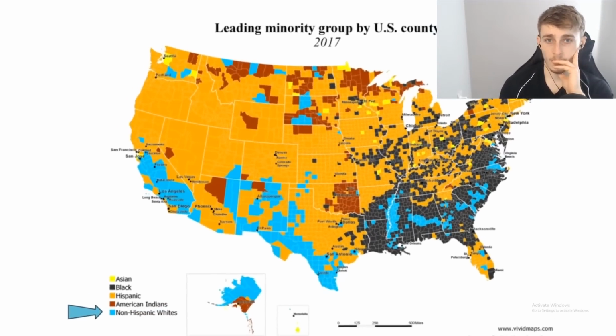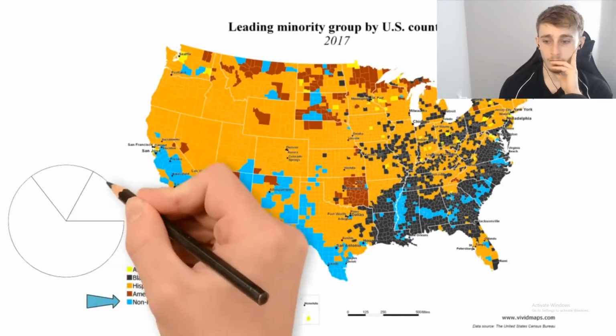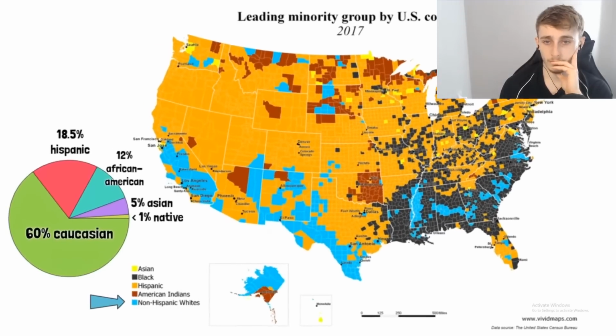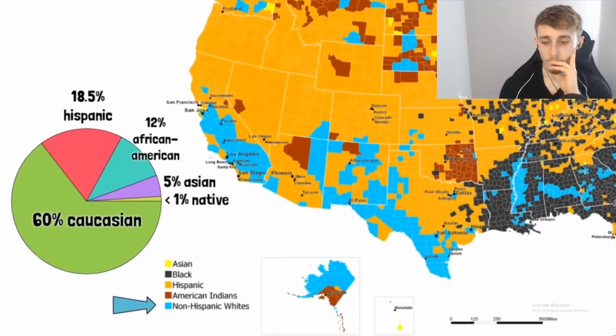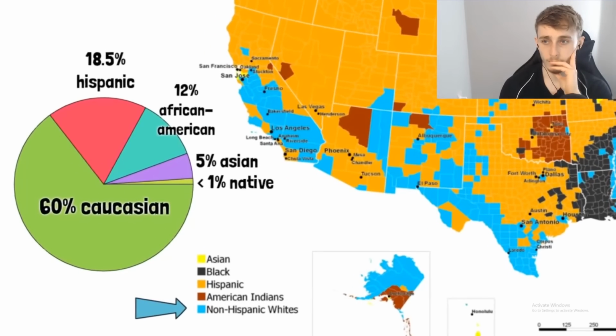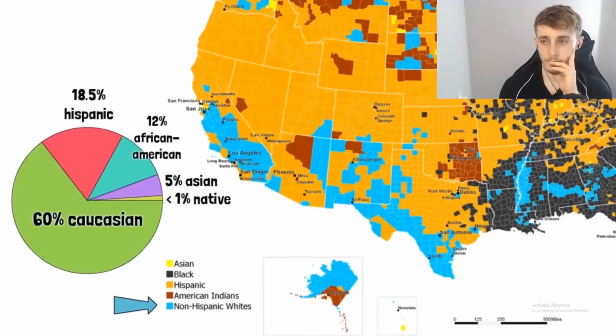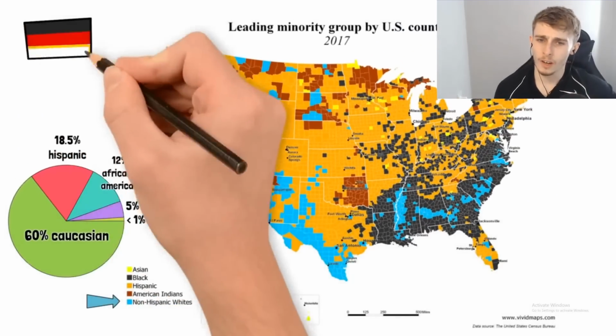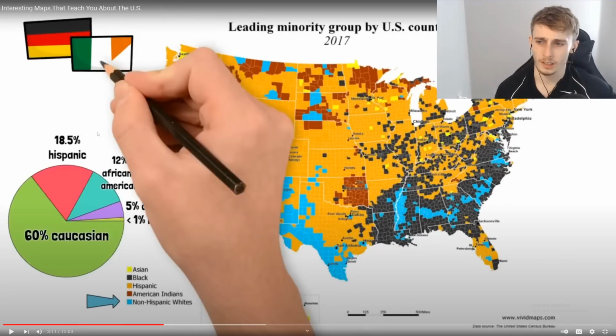For you to get an idea, according to the latest census, the US population countrywide is 60% Caucasian, 18.5% Hispanic, 12% African American, 5% Asian, and less than 1% Native American. You could also divide the Caucasians into different groups. I wonder what the UK looks like as well.